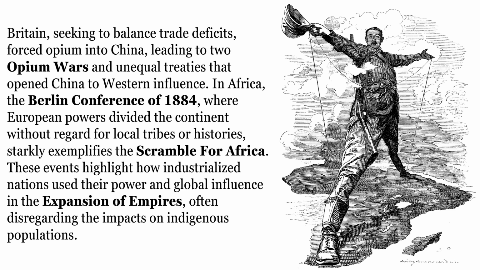Britain, seeking to balance trade deficits, forced opium into China, leading to two Opium Wars and unequal treaties that opened China to Western influence. In Africa, the Berlin Conference of 1884, where European powers divided the continent without regard for local tribes or histories, starkly exemplifies the scramble for Africa. These events highlight how industrialized nations use their power and global influence in the expansion of empires, often disregarding the impacts on the indigenous population.